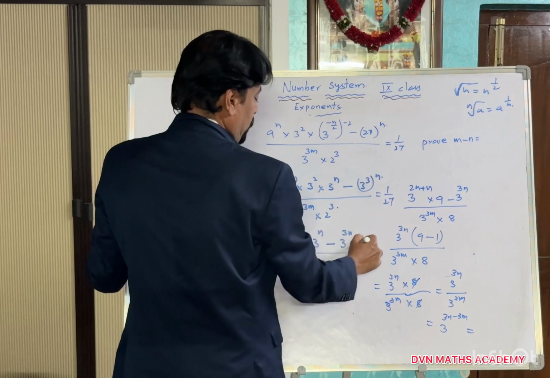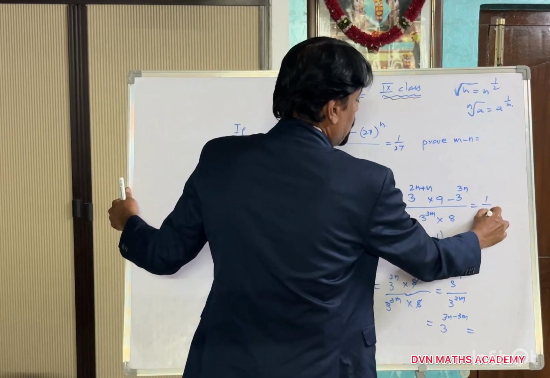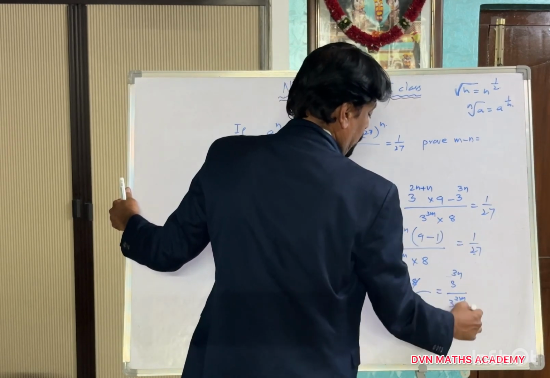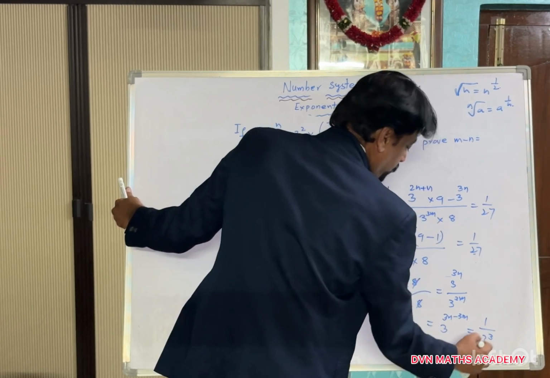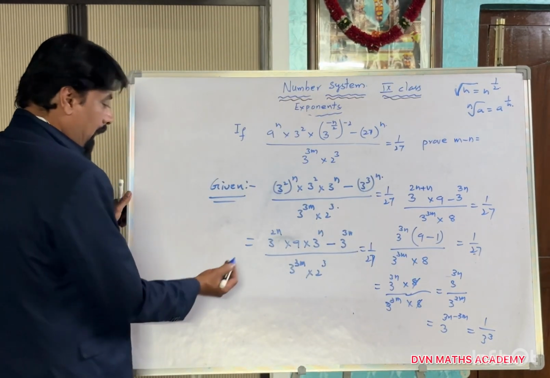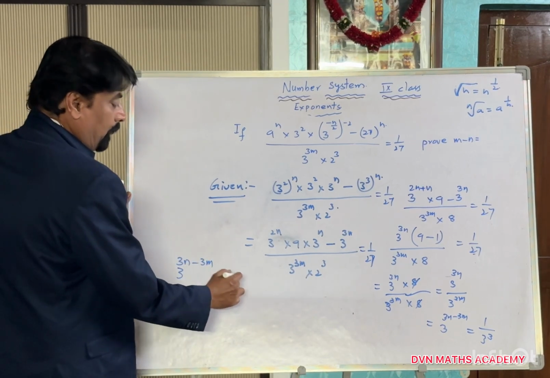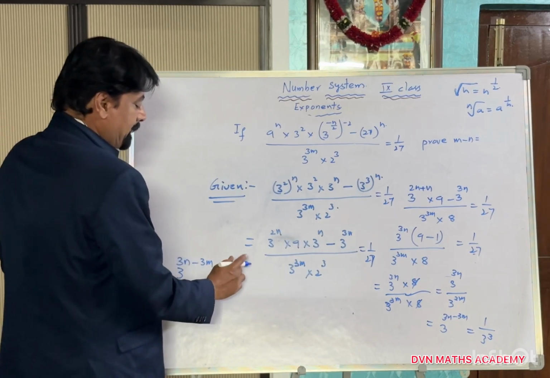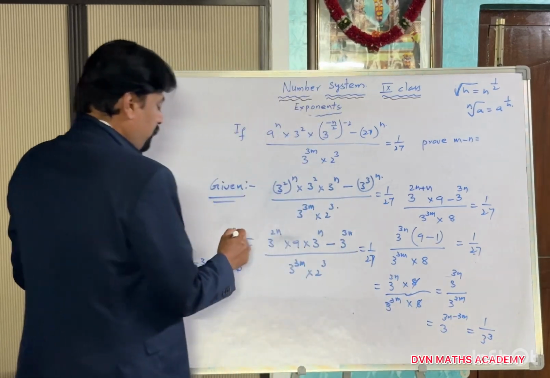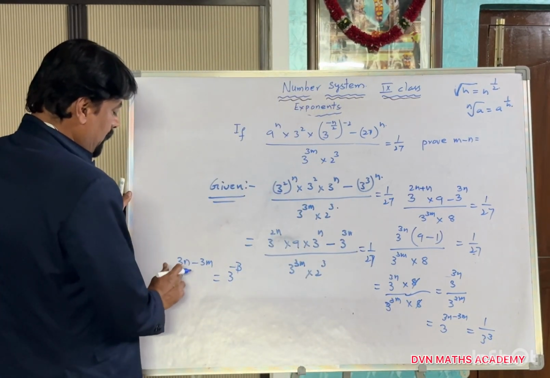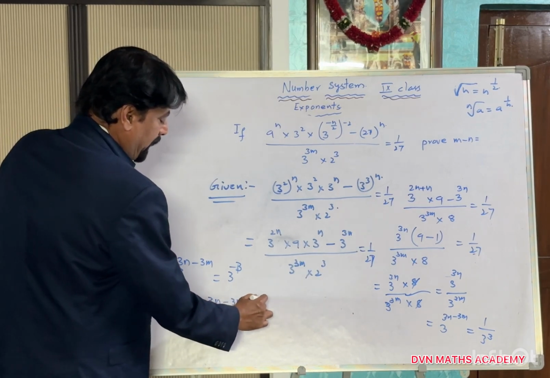is equal to, already it is given, the value is 1 by 27. This is 1 by 27 and this is also 1 by 27. Here also 1 by 27 I can write as 1 by 3 cube. Now the answer is 3 to the power of 3n minus 3m is equal to, that I can write as 3 to the power of minus 3. The denominator it is there; if you bring it to the numerator, the power will be negative. The bases are equal. Therefore, 3n minus 3m is equal to minus 3.